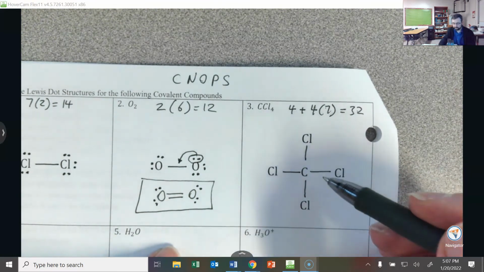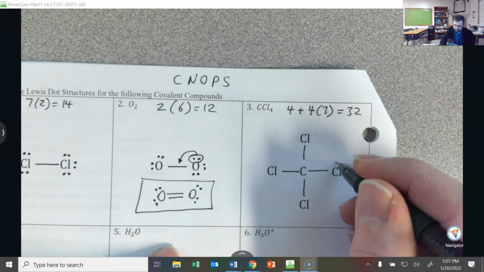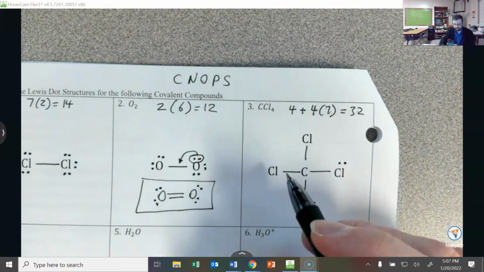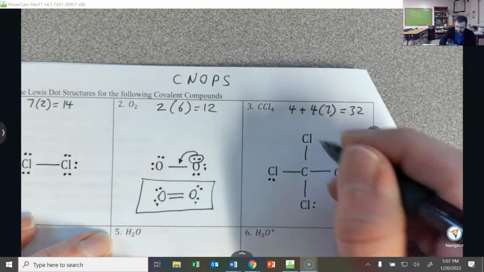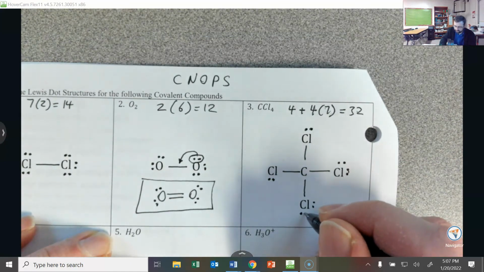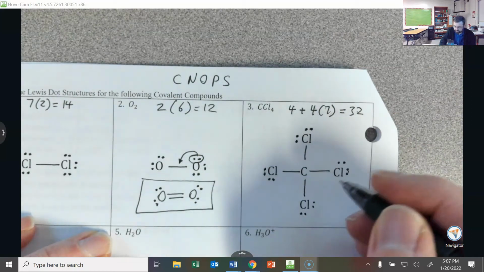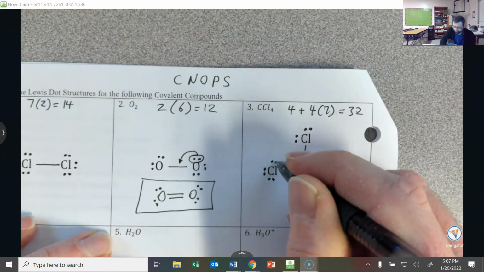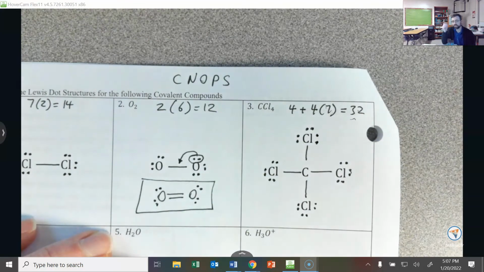I just used up 2, 4, 6, 8 electrons, and I've got to get to 32. So that's 8, 10, 12. Remember, we go to the outsiders first. So 2, 4, 6, 8, and then 10, 12, 14, 16, 18, 20, 22, 24, 26, 28, 30, and then finally 32. So I've used all of my electrons.